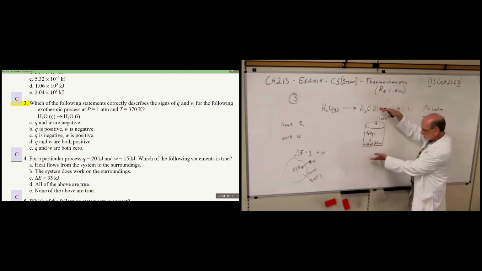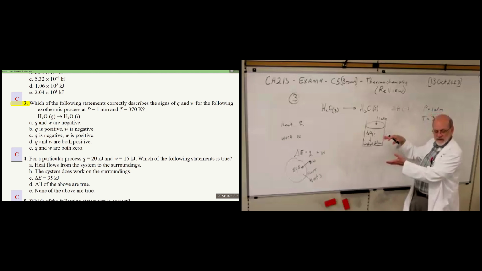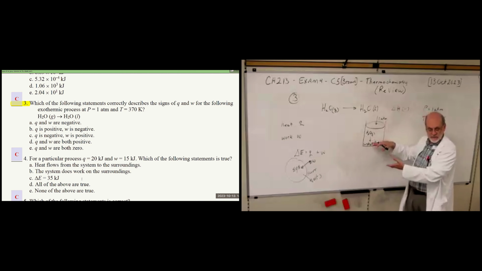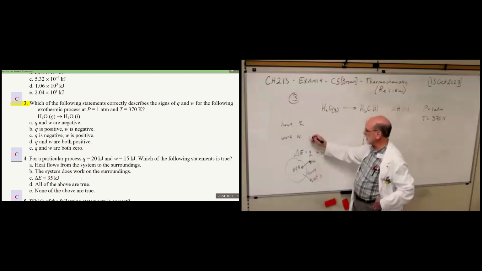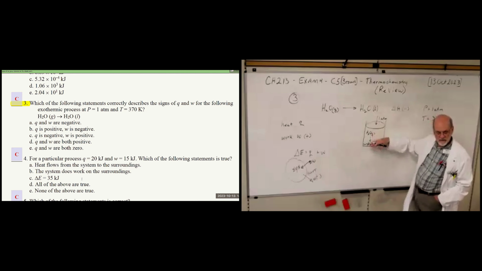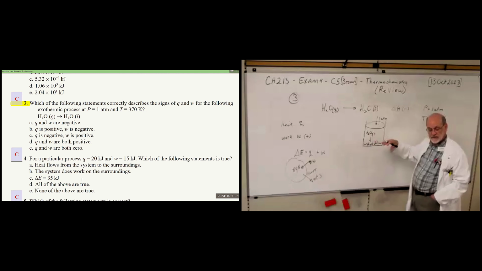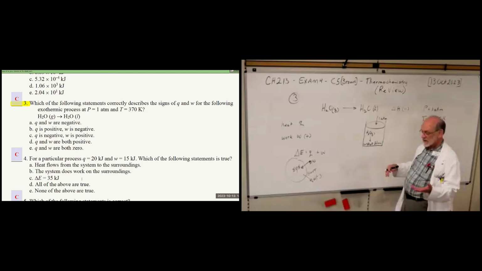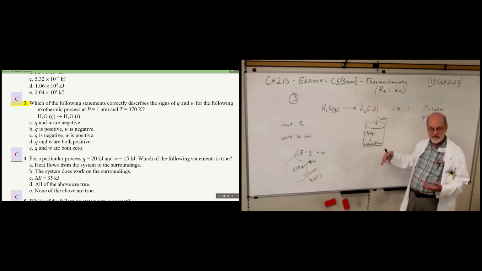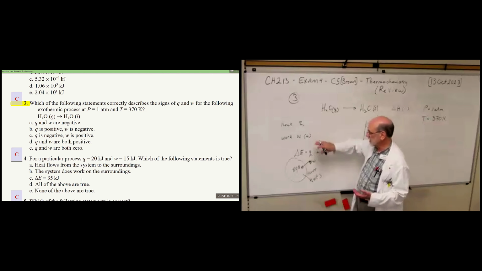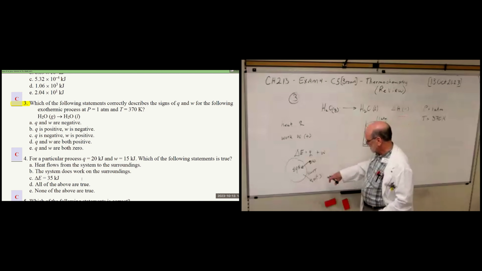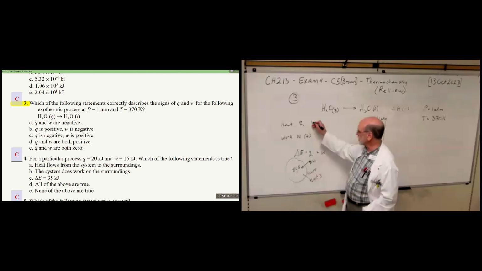When this piston drops, the system is having work done on it. So it's going the other direction. W is positive. The surroundings are doing work on the system, right? Because work is force times distance. We've got a force here, and it's moving this distance. So the work is being done on the system. That takes care of this one. How about heat? Well, it says exothermic, right? So that means heat is leaving. So this one's negative.